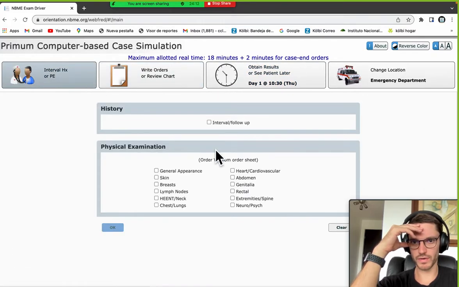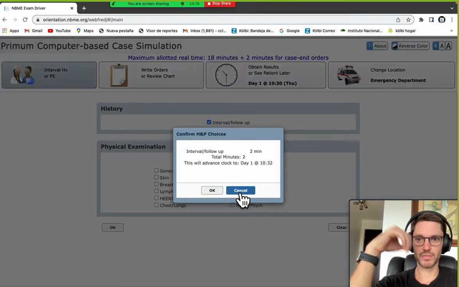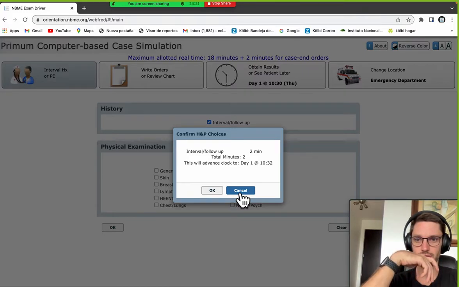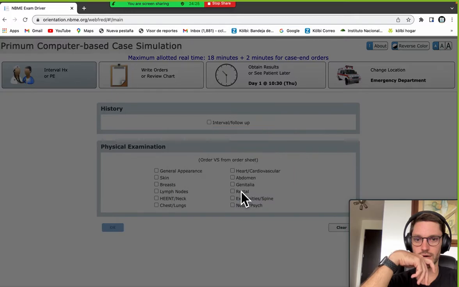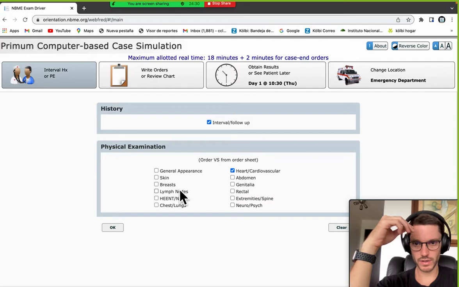Let's go for an interval follow-up and see how she is. Interval follow-up, but I think I have to mark these. Maybe. Okay, that's history. And could I mark? I want this one. Heart and cardiovascular. General appearance and skin.